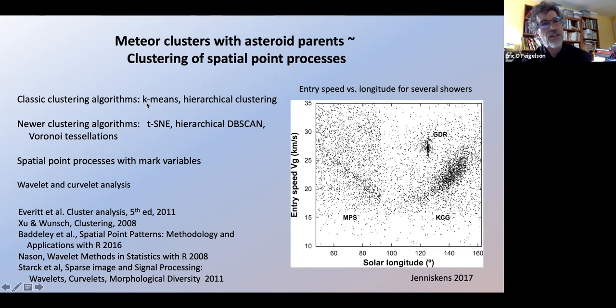So here you might choose a classic clustering algorithm such as k-means or hierarchical clustering. These have been around for 70 years, maybe. There's some newer ones that are very elegant. T-SNE is quite amazing at high dimensions and bringing it down to 2 dimensions, even with very complex structures. And hierarchical density-based clustering analysis, DBSCAN, is fairly nice. I think it might do something nice in this case. And then a completely non-parametric approach is just Voronoi tessellation, dividing it up into little tiny cells and just looking for clusters of small cells.